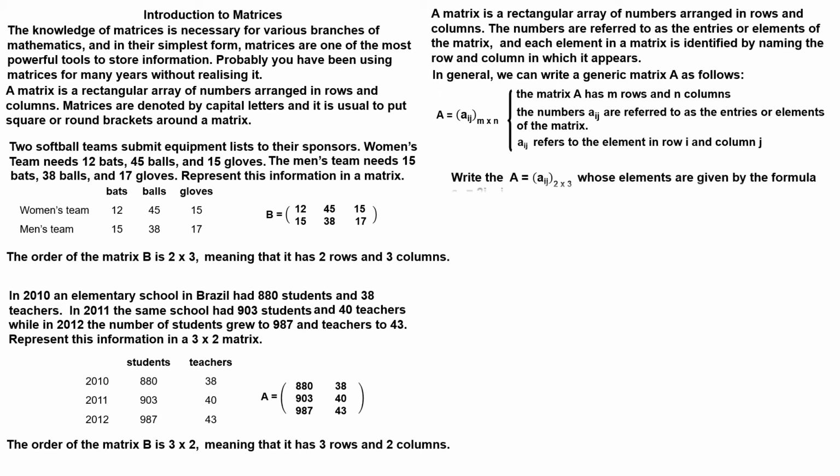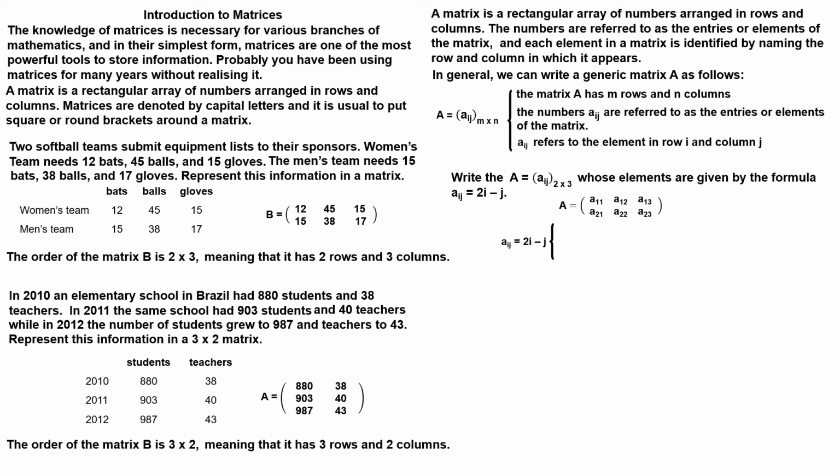Write the matrix A whose elements are given by the formula. We know the order of matrix A is 2 by 3, so the matrix A has 2 rows and 3 columns. The matrix A can be written as follows. It's given that Aij is 2i minus j. Putting the values in place of i and j, we will find all the elements of matrix A.